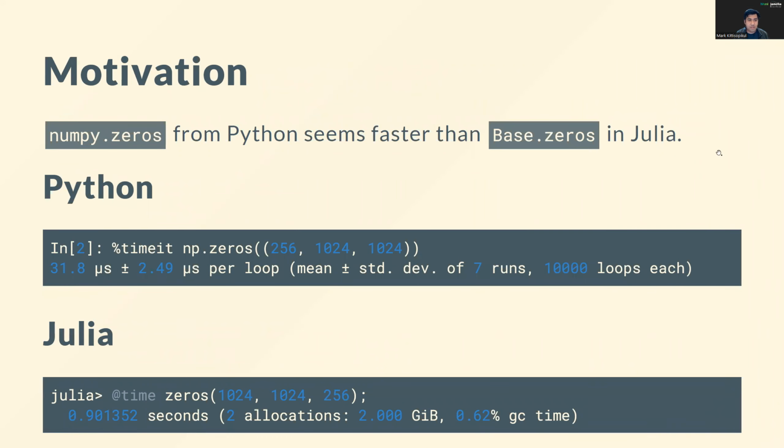So one motivation that I had to create this package is that when benchmarking NumPy versus Julia, I found that NumPy zeros can seem faster than Base Julia zeros. So let's take a look. It takes tens of microseconds to allocate an array of 64-bit floats in NumPy. Doing something similar in Julia takes on the order of a second. So this seems to be much faster in NumPy than in Julia. Let's investigate why and how we can make this easily accessible to the Julia user.